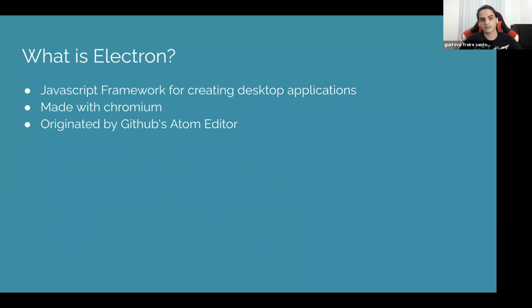So what is Electron? Electron is a JavaScript framework for creating desktop applications. It's made with Chromium. For those who do not know, Chromium is the open source version of Chrome. Chrome is basically the Google code added to the Chromium open source browser. So it's basically the same browser, but with some things added from Google. What we use today normally is Google Chrome.